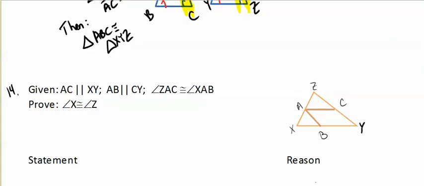Looking at a problem from the book, number 14, we're given the following information. That AC is parallel to XY and that AB is parallel to CY. Angle ZAC is congruent to XAB, and what we were trying to prove is angle X is congruent to angle Z. So let's take a look at what it looks like on the diagram.